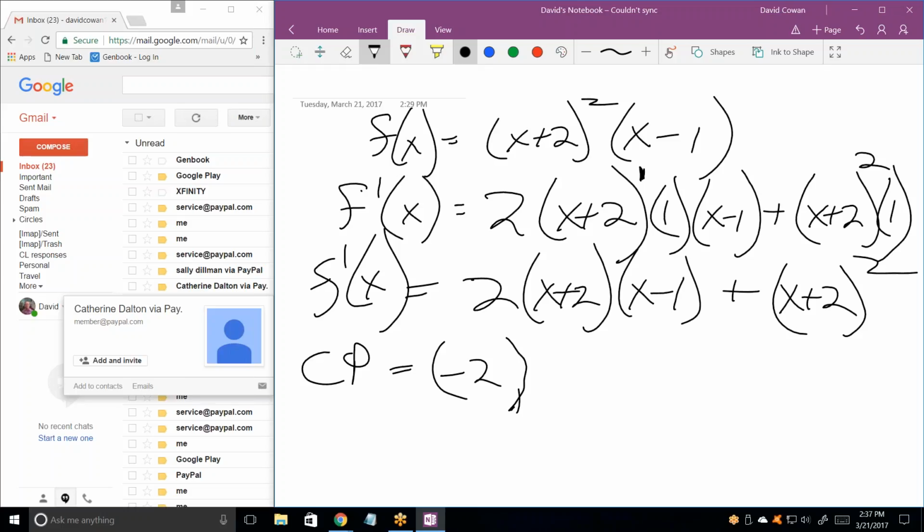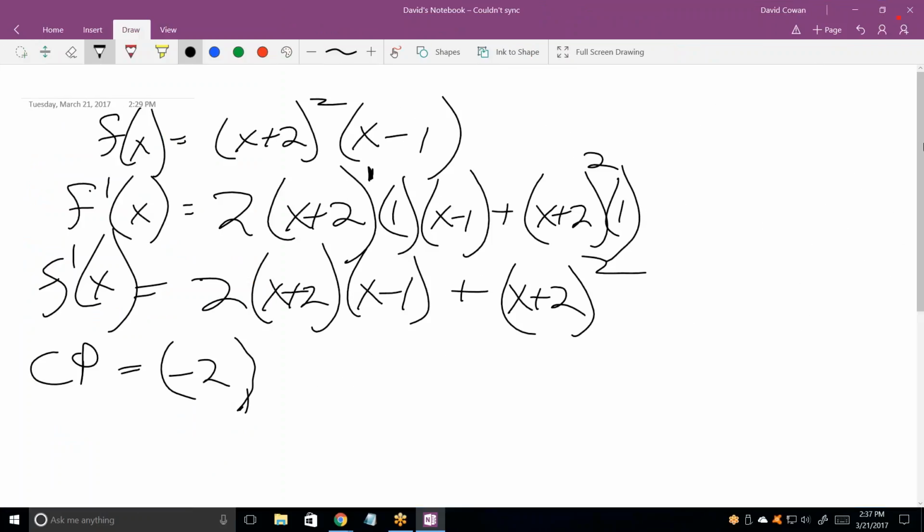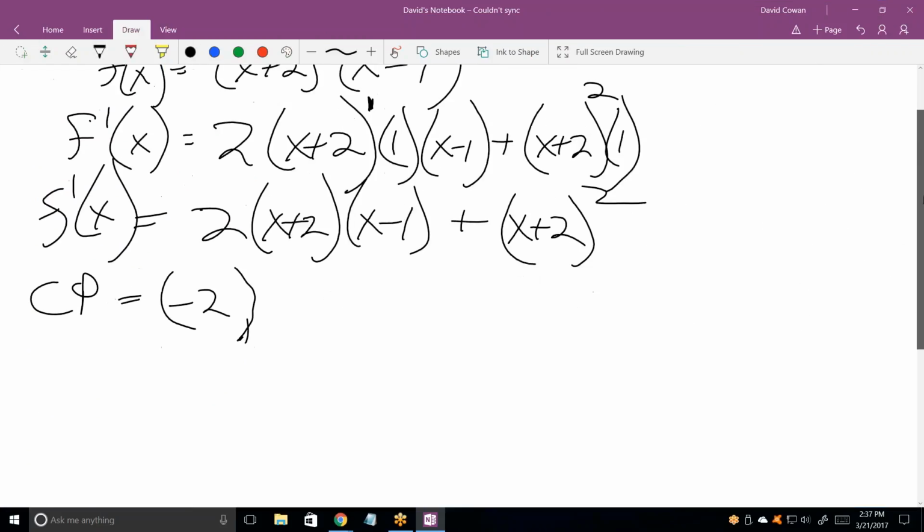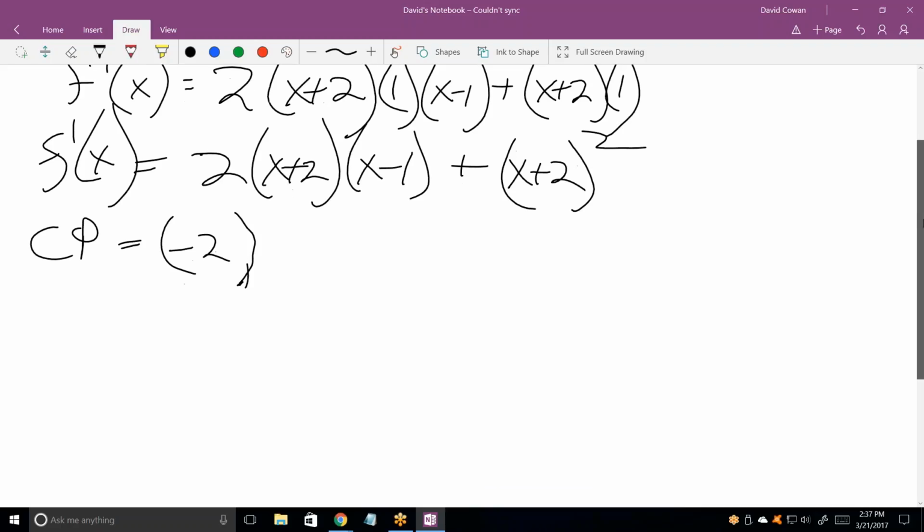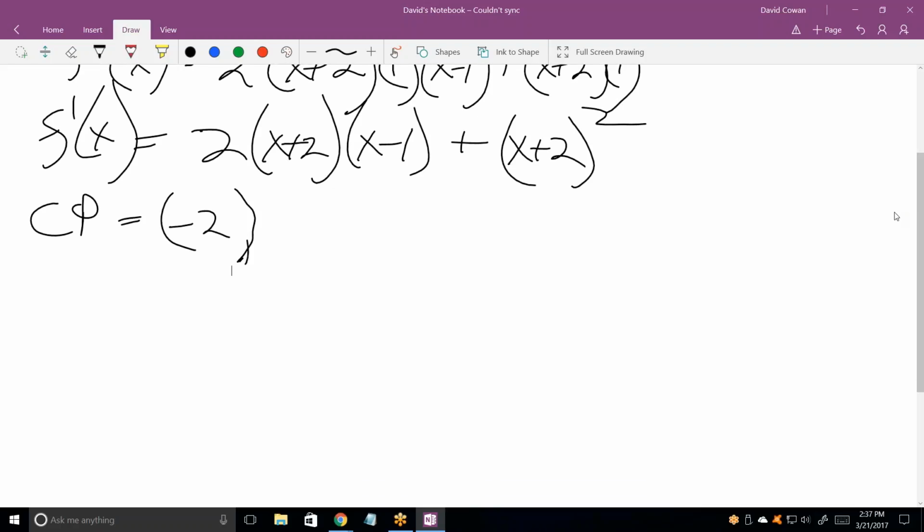What's the next thing they want? Find open intervals where the function is increasing or decreasing. Okay. Where is it increasing? When the first derivative is greater than 0. Whenever the first derivative is greater than 0, the original function is increasing. Whenever the first derivative is less than 0, the original function is decreasing.